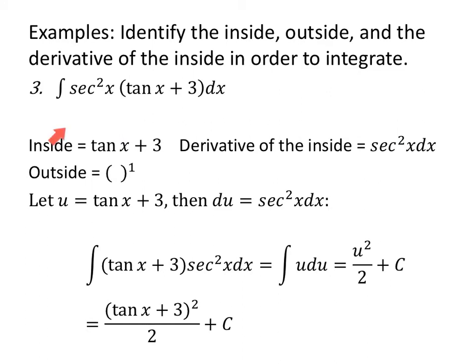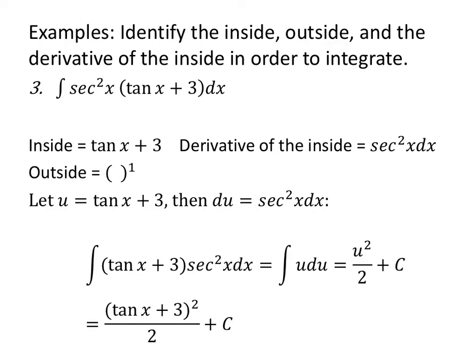If I'm looking at the integral of secant squared of x times the quantity tangent of x plus 3 dx, the inside is tangent of x plus 3. The derivative of tangent of x is secant squared of x. Derivative of 3 is 0, so secant squared x dx. There's really no outside. The parentheses indicate an inside-outside, but it's to the first power, so it's kind of boring. Let u be the tangent of x plus 3. Then du is secant squared x dx.